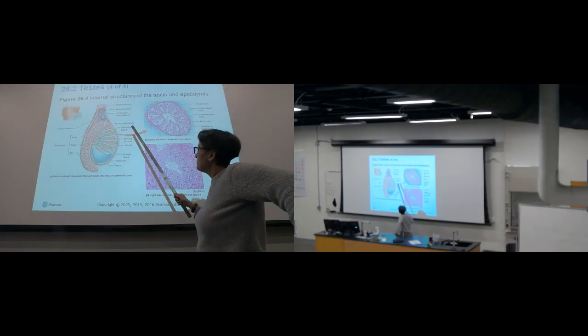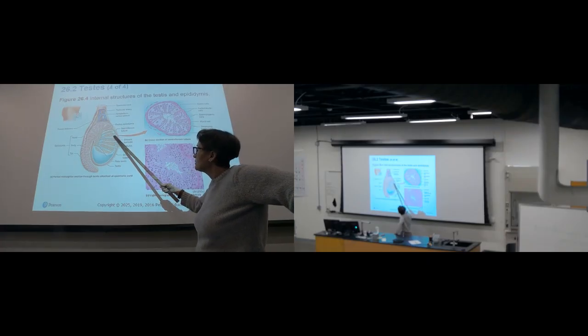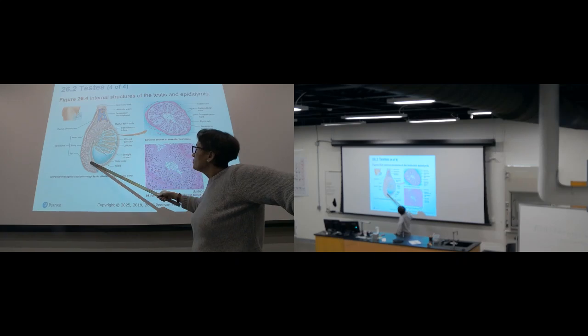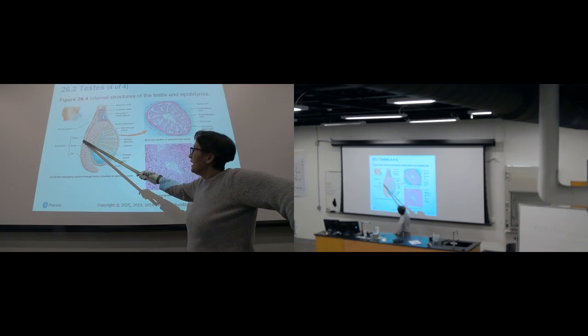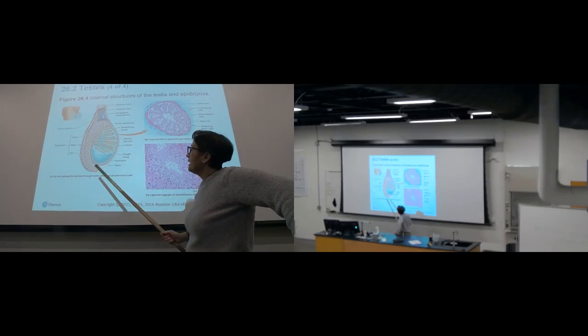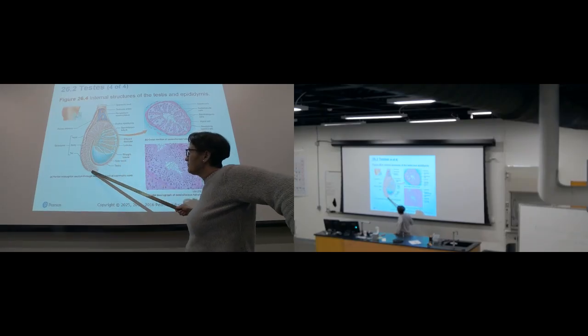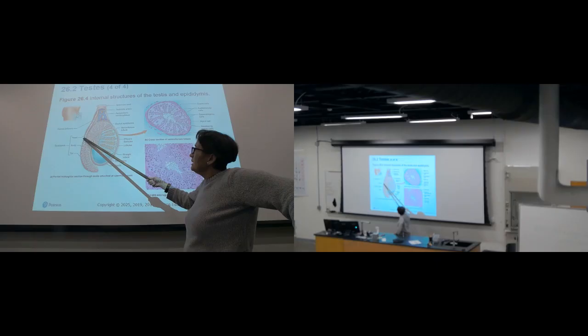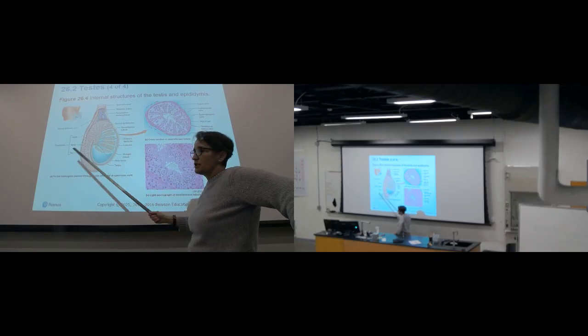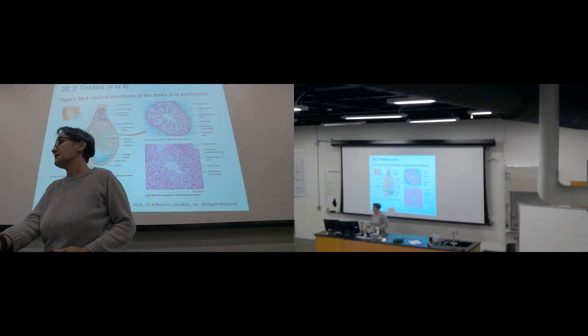So sperm cells are produced here in the seminiferous tubules, then go into the straight tubules, then into the rete testis, then into the efferent ductules, and then into the ductus of the epididymis. In here, the sperm cells mature. They start maturing in the head, then the body, then the tail, and from the tail they migrate into the ductus deferens, also known as the vas deferens.